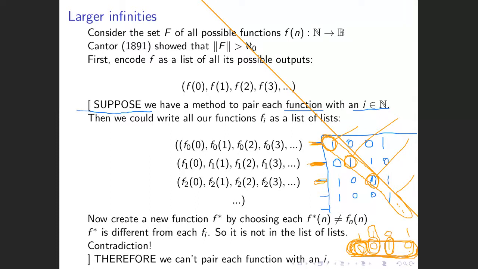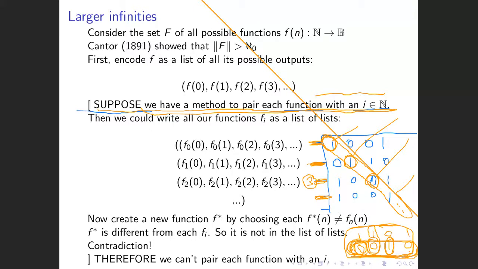So we started by assuming that we had a method to pair every function with a natural number. Making that assumption, we then created a list of every possible function. Because this is row 3, the natural number is 3, and so you get the third function from that pairing sitting down there. So based on that assumption, we now have all the functions in the list, and now we've given an algorithm for creating a new function by doing this and inverting the digits.